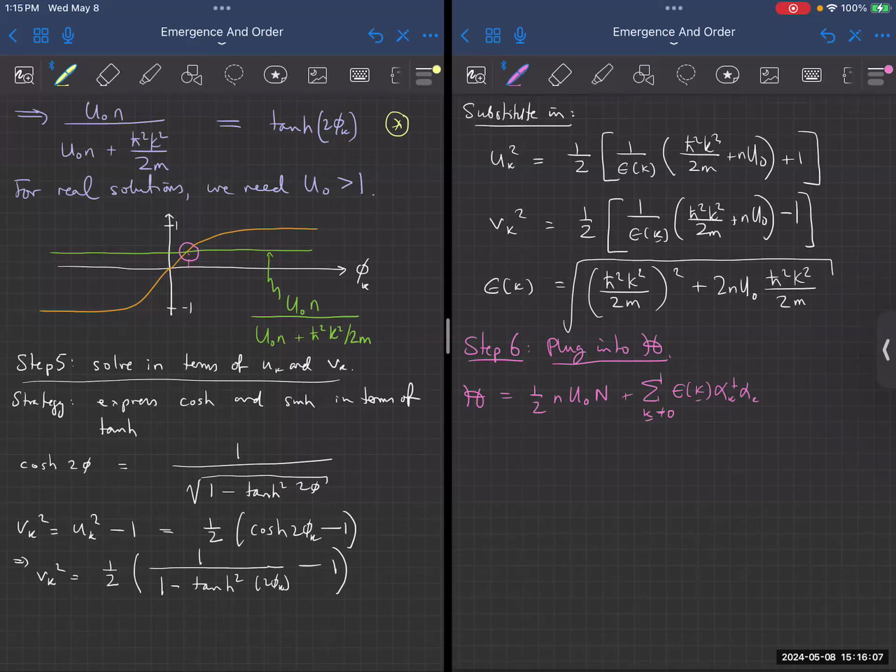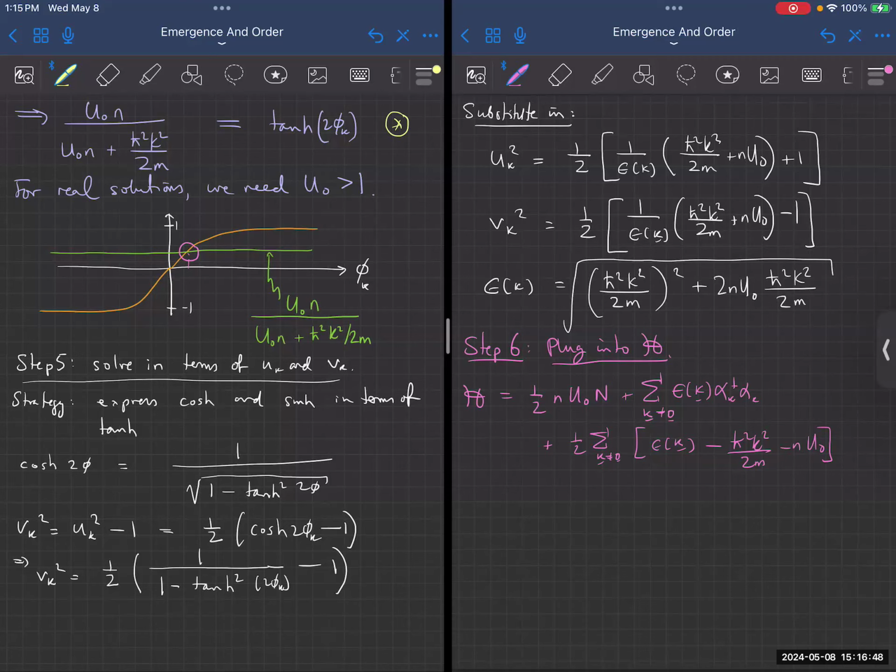So I end up with a constant piece. I end up with just my alpha_k dagger alpha_k, and they are multiplied now by this function epsilon that I've defined. And there's another piece that is left over, which I will write down. It's not very important, at least for now. And that is then epsilon_k minus h bar squared k squared over 2m minus n u naught. And the reason I say it's not that important is because it's just a constant number that you can calculate.